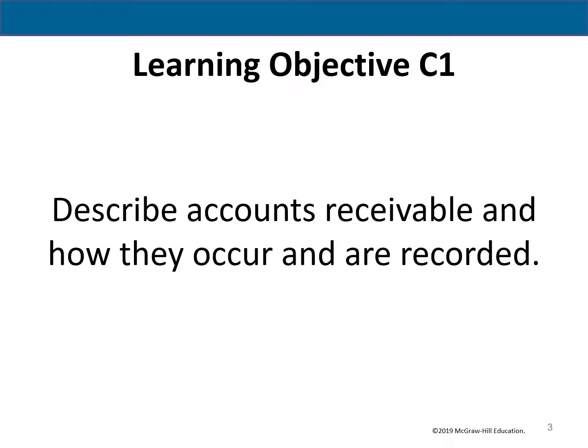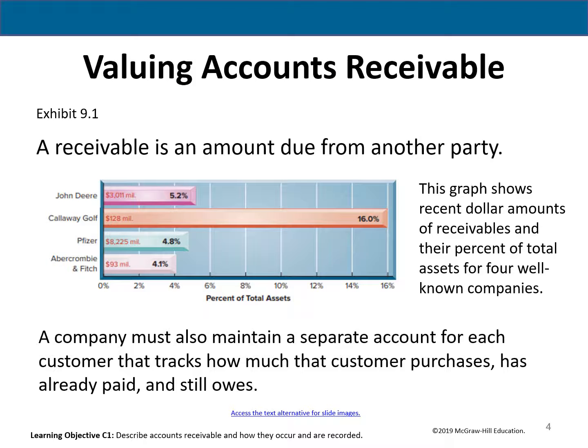So first of all, what is accounts receivables and how do they occur and are recorded? Well, we know from our prior chapters that receivables are amounts that are due from another party. Now in this chapter, we break receivables down between accounts receivables and notes receivables. So we are going to deal with accounts receivables. These are amounts that are usually due to us because customers purchased from us and they owed us money. So whenever the company makes a sale to a customer and the customer doesn't pay, we track the amount they owe in this account.